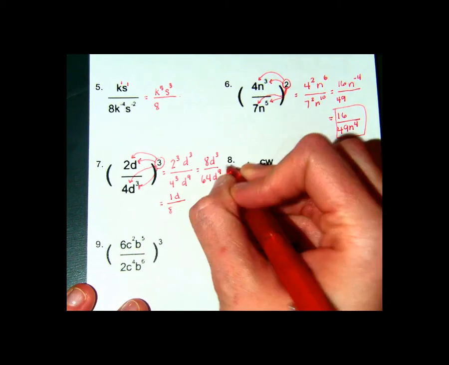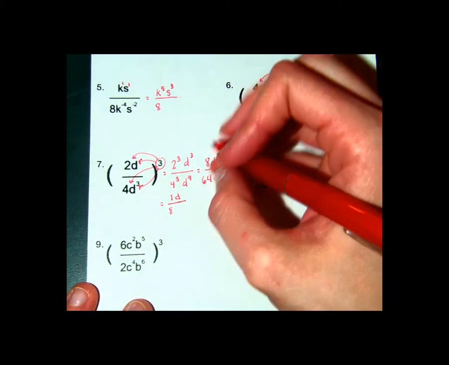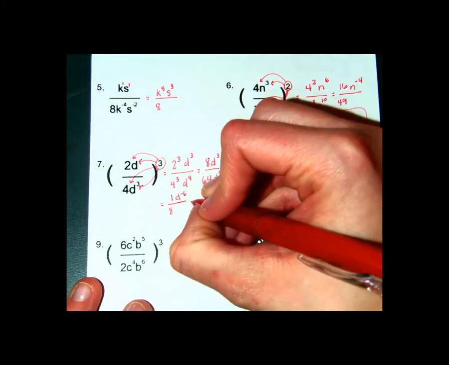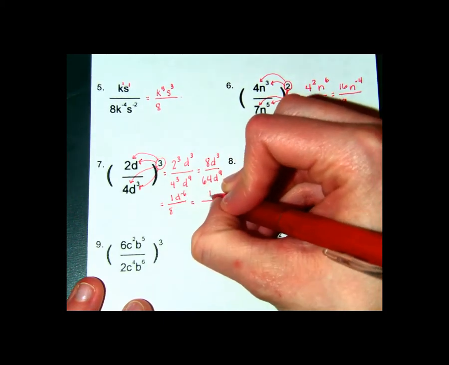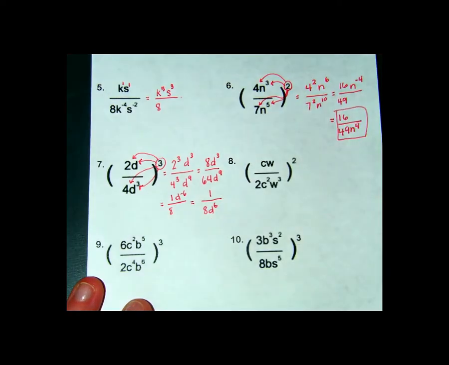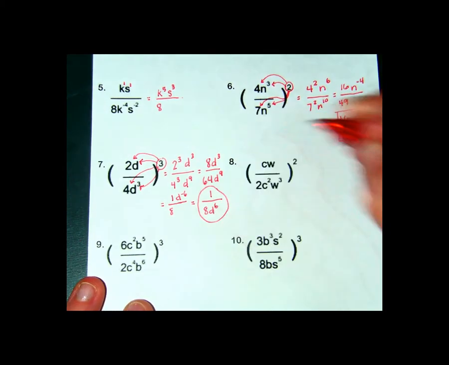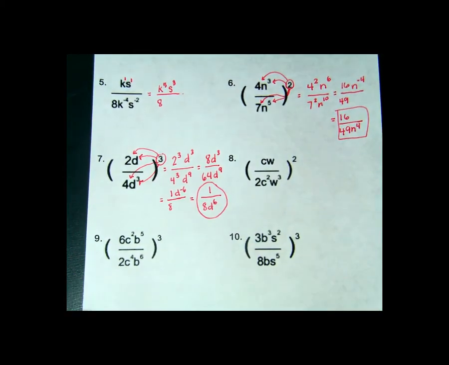And then I have d to the third and d to the ninth. So 3 minus 9 is negative 6, which means still not quite done. The 1 stays, the 8 stays, but d to the 6th needs to come to the bottom. So also a good time to pause and look at these before you continue.